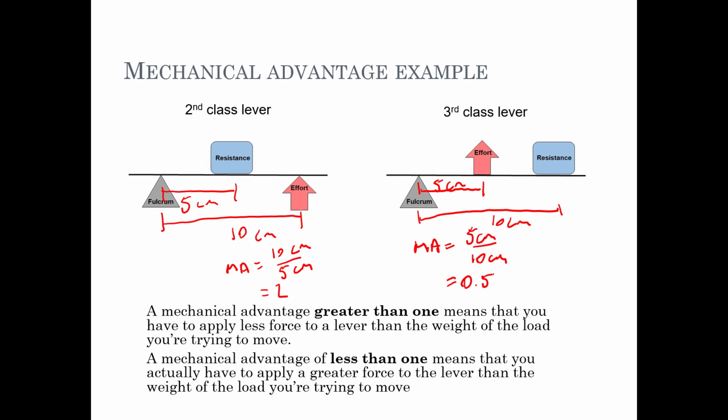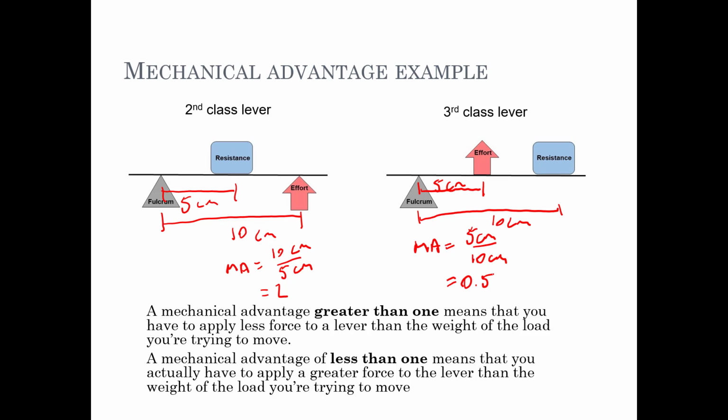So we can see here that our second-class lever has a mechanical advantage of 2. A mechanical advantage greater than 1 means you apply less force to a lever than the weight of the load that you're trying to move. In the third-class lever, we have a mechanical advantage of 0.5. A mechanical advantage of less than 1 means you actually have to apply a greater force to the lever than the weight of the load that you're trying to move. So the third-class lever has a mechanical advantage of less than 1. The second class has greater than 1.